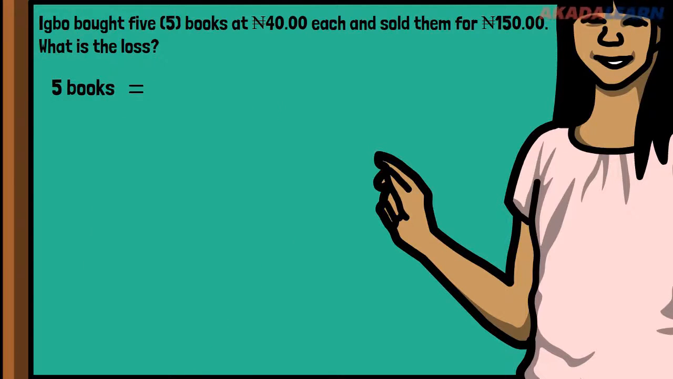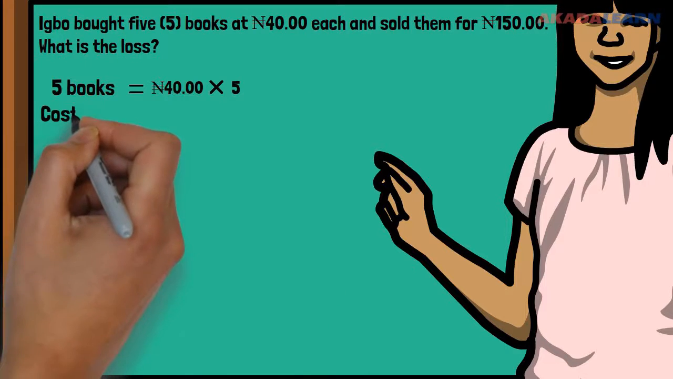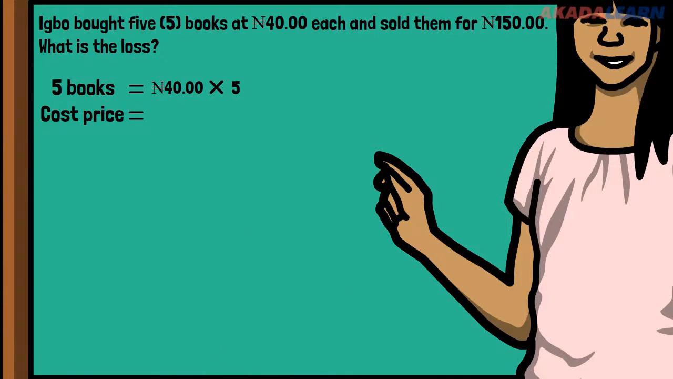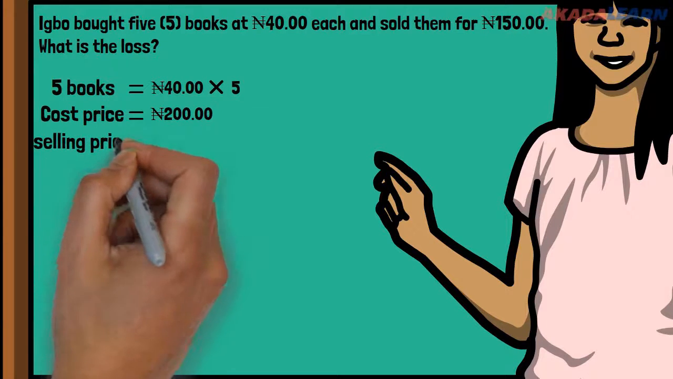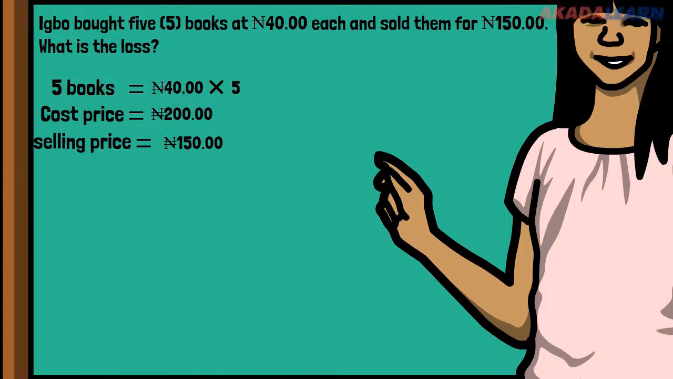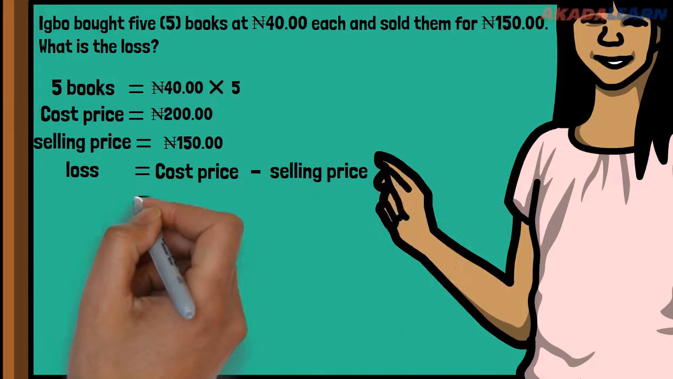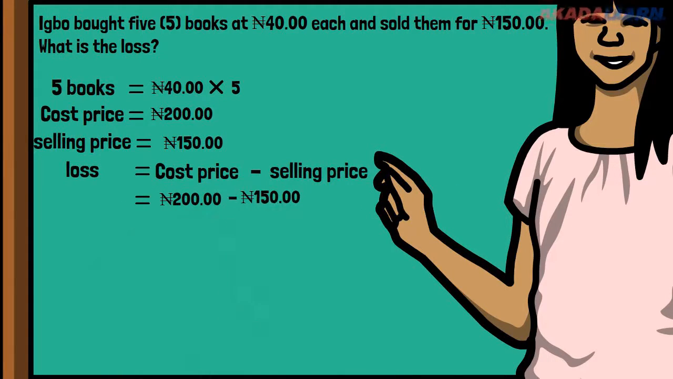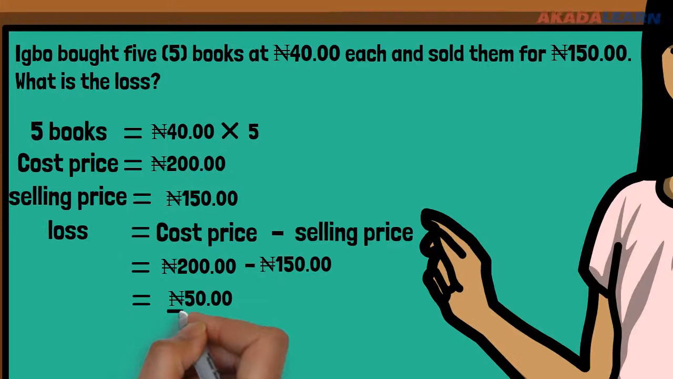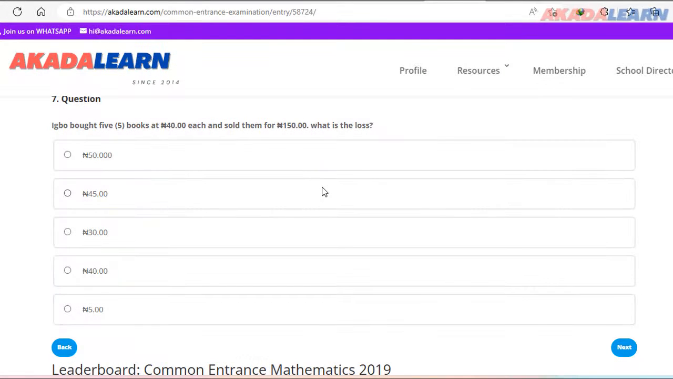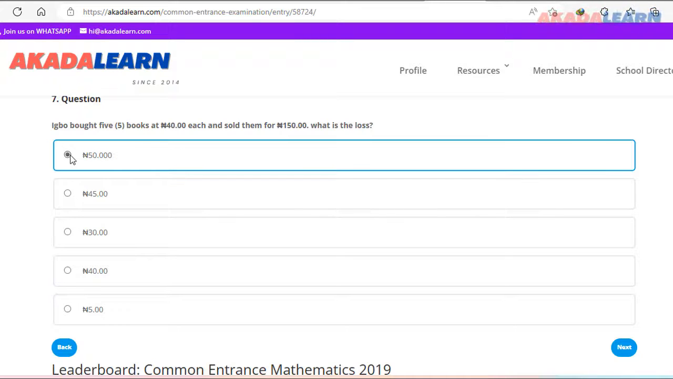5 books were bought at 40 naira, so times 5, the cost price is equal to 200 naira. The selling price will be equal to 150 naira, which was given. Therefore, the loss is the cost price minus the selling price. If the cost price is 200 naira and the selling price is 150 naira, the loss will be 50 naira, which is our final answer. From there we can see that the answer is 50 naira, which is option A.